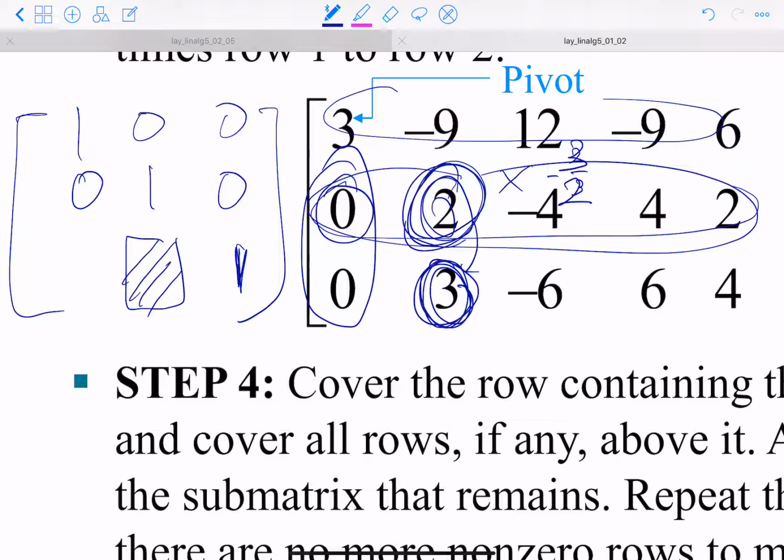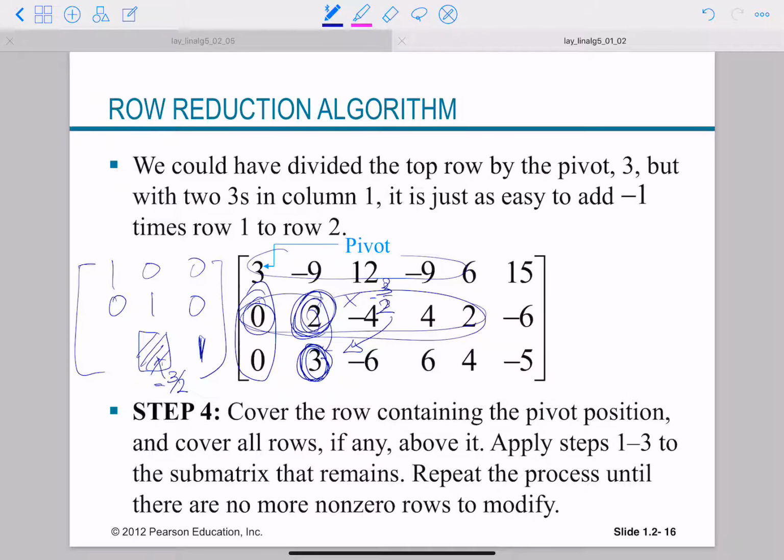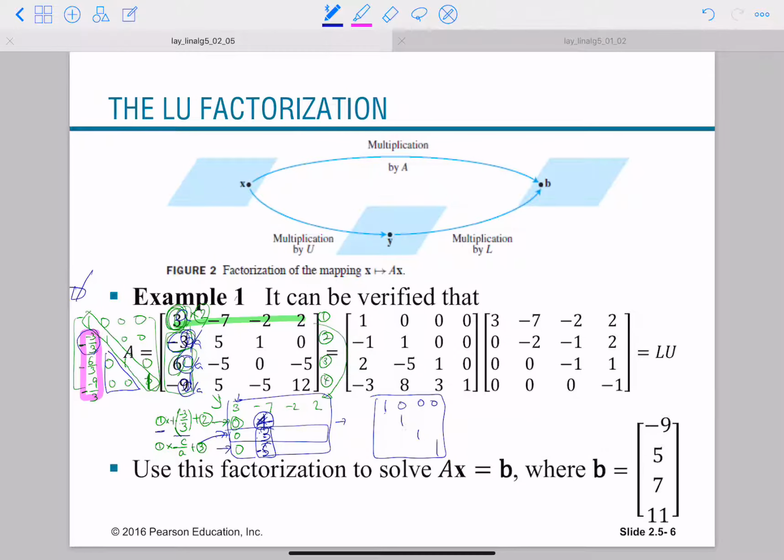3 over 2, and then add it to the third row, right? So it is 3 divided by 2, and take the negation of it, right? So that's how we make the second elementary matrix, E2, right?